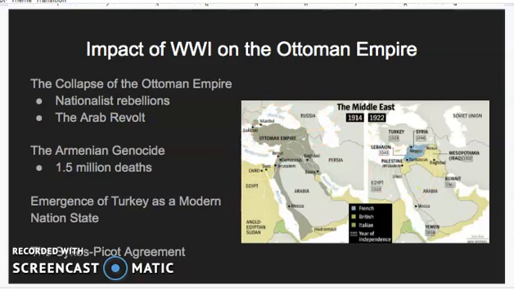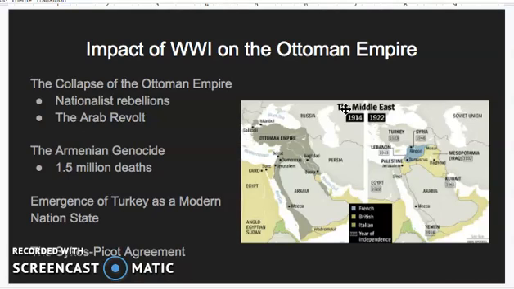In an attempt to fight back and keep control of their territory, the Ottomans are going to implement a number of genocidal measures, specifically against the Armenian minority. The Armenians were a primarily Christian group living over here next to Russia, and the Ottomans were afraid of an Armenian revolt, and so they killed 1.5 million Armenians in an attempt to maintain control of that region.